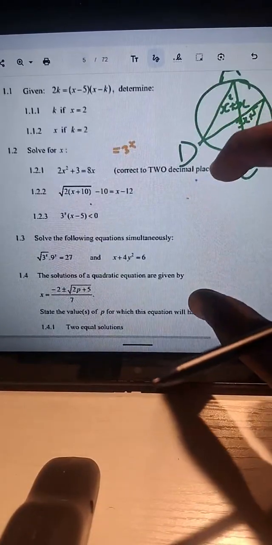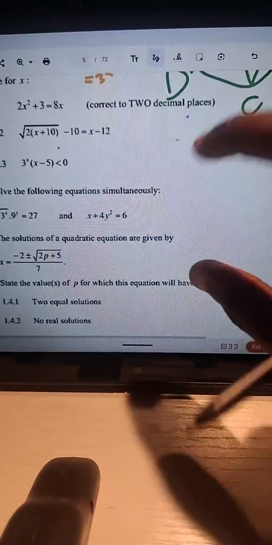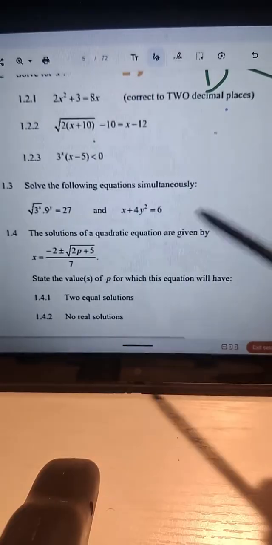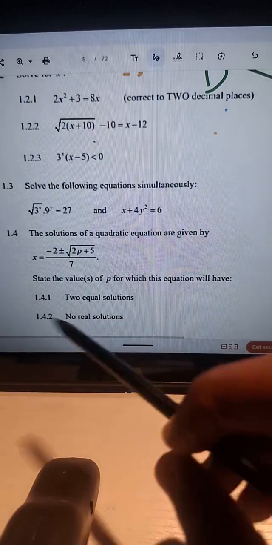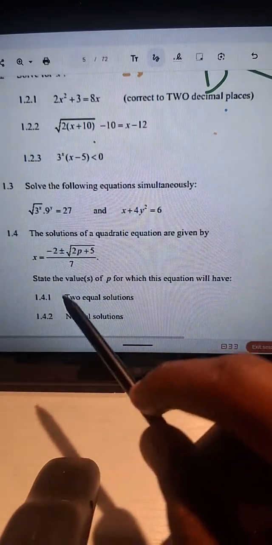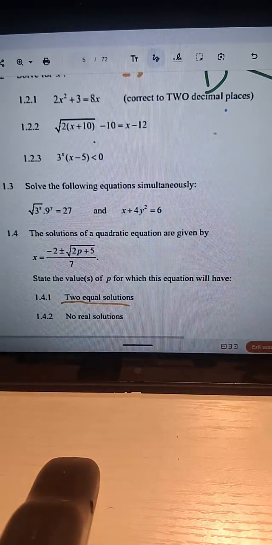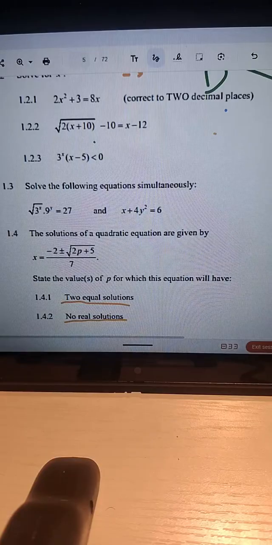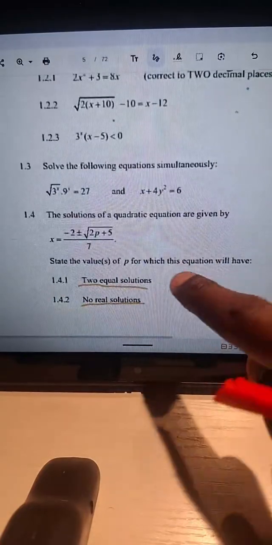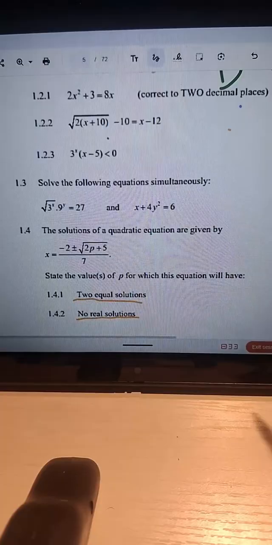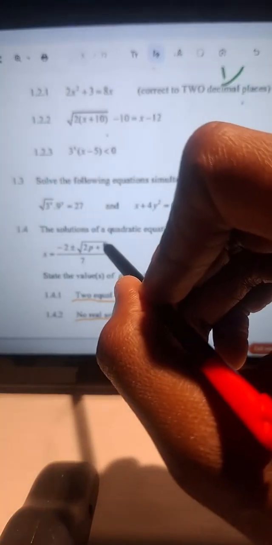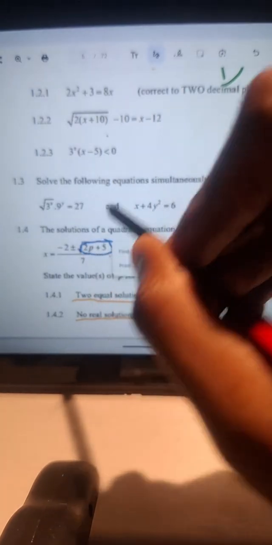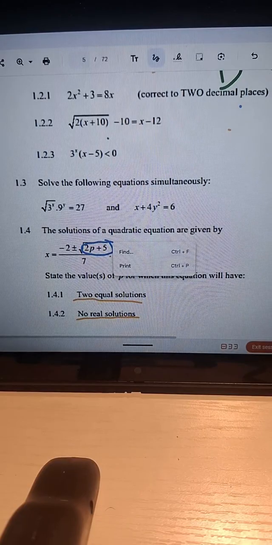Now in this Gauteng paper, they are giving us the roots, the solutions of a quadratic equation. They are given. And what are they saying? State the values of p for which this equation will have two equal solutions, and the second one, no real solutions. So here we don't have the equation in standard form in terms of p. Rather, we have the discriminant.